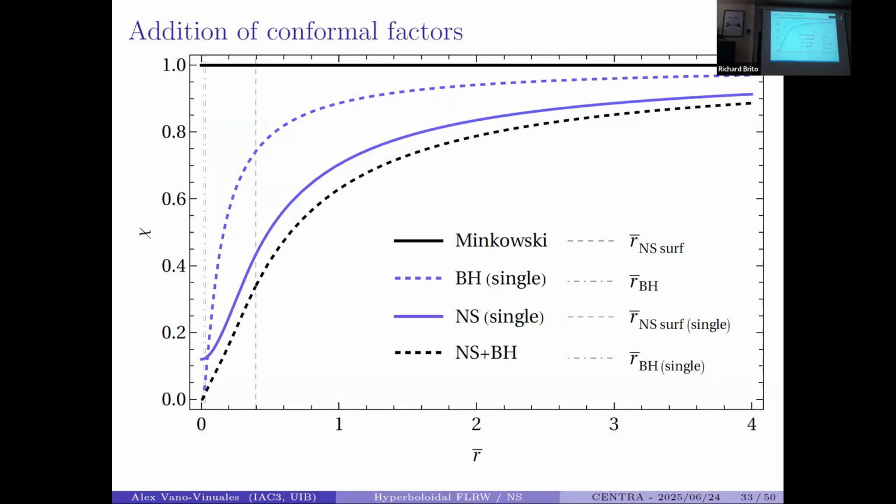If you have just a black hole, it is the blue dashed line. If you have only the neutron star, it is the solid blue line. And if you put both together without taking into account the correction due to the constraint solving, it would look like the dashed black line. So here it's including both objects, and it goes to 0 because there's a black hole at the origin.